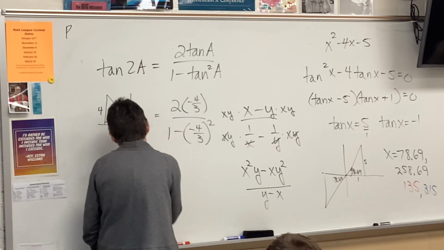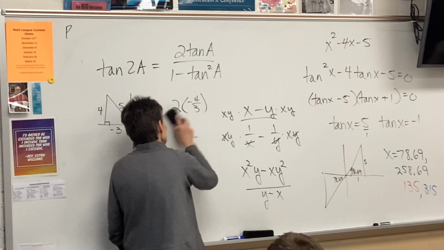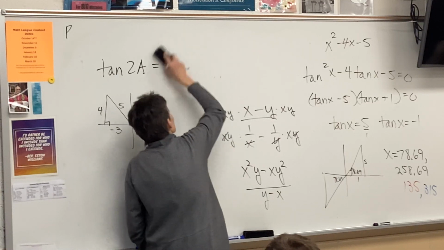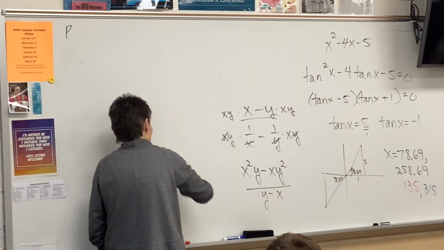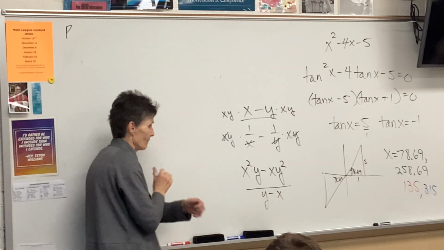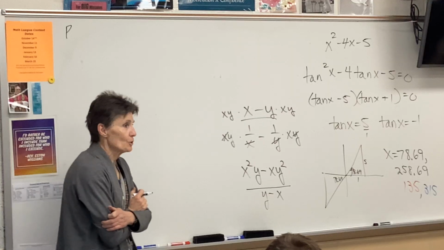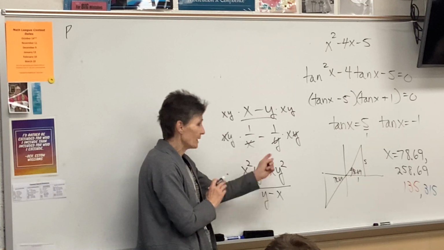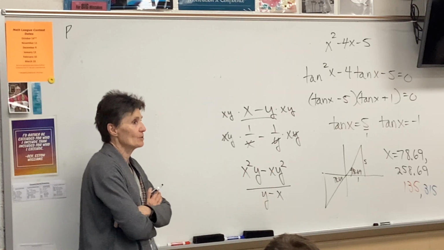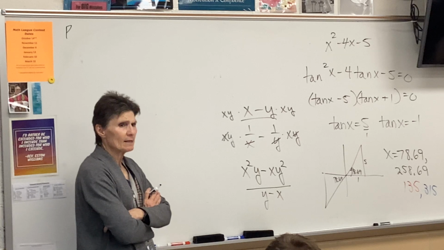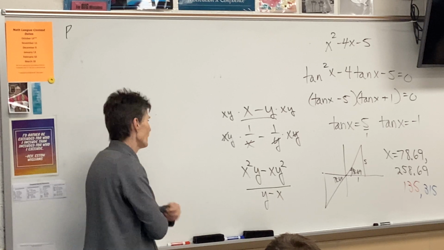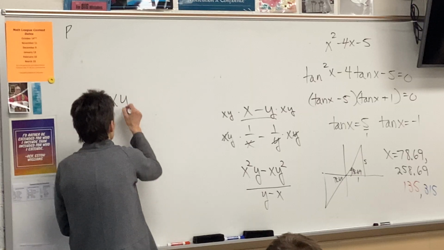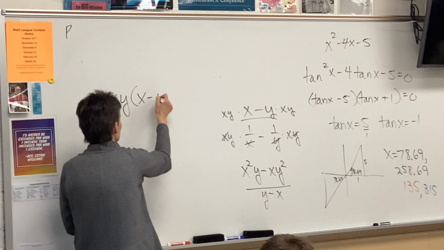I think that actually might simplify. Do you see anything you might do with that? Don't say cancel because you got negatives in there and minuses, you can't do that. Notice anything about the numerator? We can pull out that x and y, and that will leave us with x minus y.